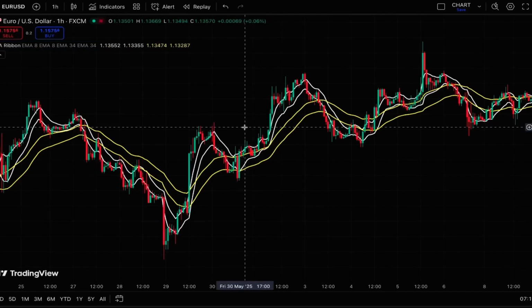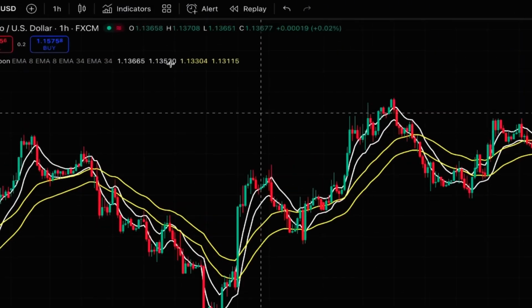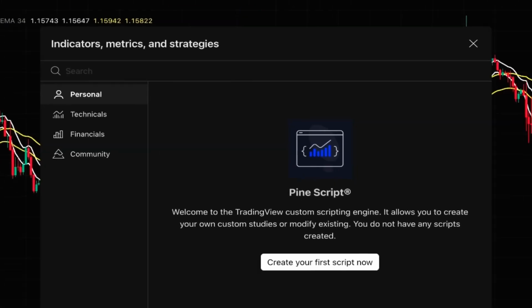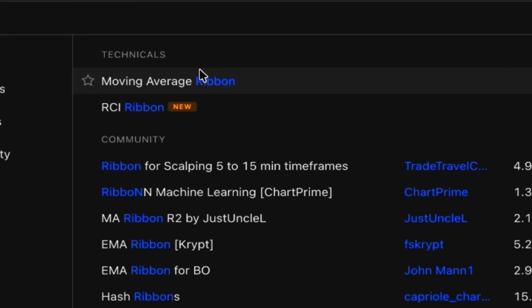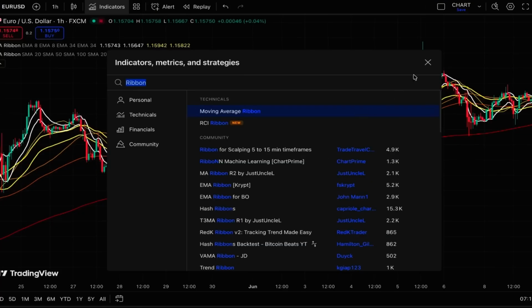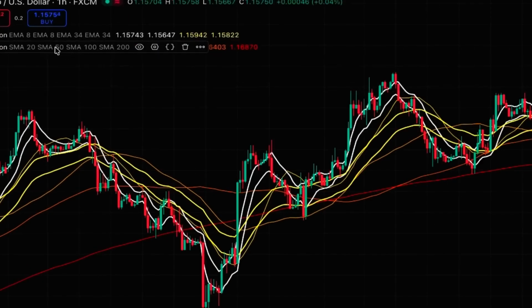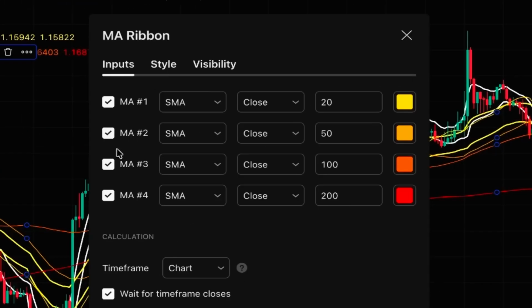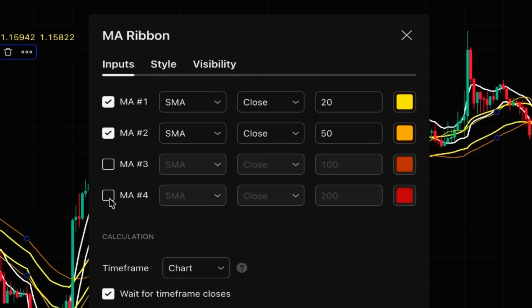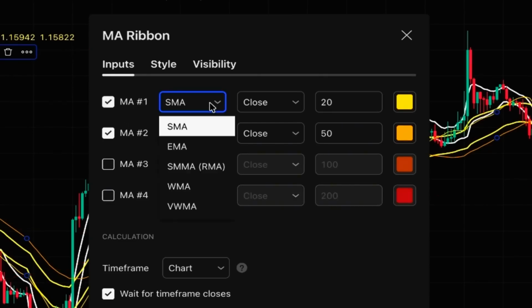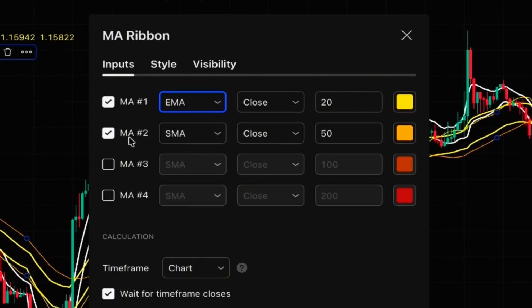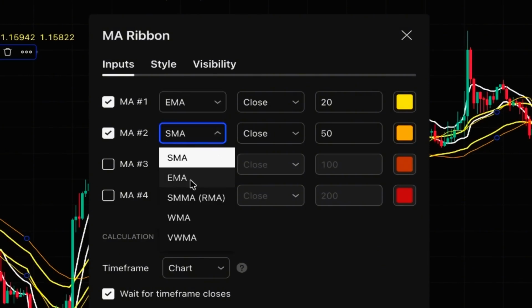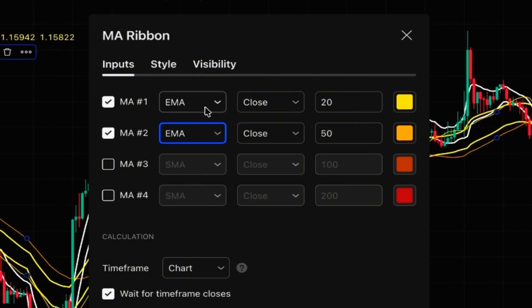And now we need to add another 2 moving averages. So here again we click on Indicators and we search ribbon. This one we add this again and we need to change its settings. So here we go to the settings of this ribbon. And here in the Input tab, we remove 2 of the moving averages because we need 2 moving averages here. For the first one, it should be EMA. So we set it at EMA. For the second one, also EMA. So we set it at EMA.